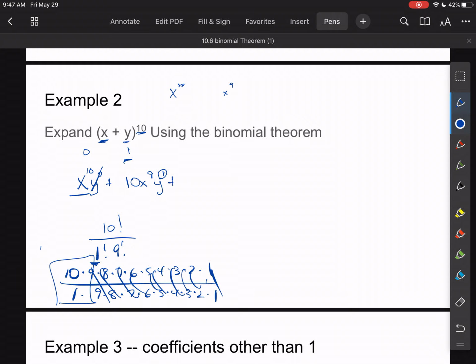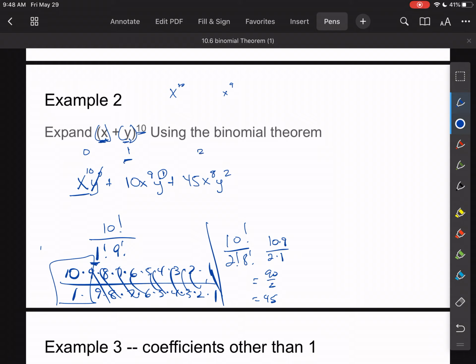For my next one, I'm going to do 10 factorial over 2 factorial, 8 factorial. The 8's cancel, and I'm left with 10 times 9 over 2 times 1, which is 90 divided by 2, which is 45. So my next coefficient is 45. I'll have x to the 8th y squared. It's just this term to the 8th power and this term to the 2nd power, because I'm on the 2nd round: 0, 1, 2. The next one will be 10 factorial over 3 factorial, 7 factorial. The 7's all cancel, so I'm left with 10 times 9 times 8 over 3 times 2 times 1. I'll have to get a calculator out soon, but this is equal to 90 times 8, which is 720, divided by 6, which is 120.